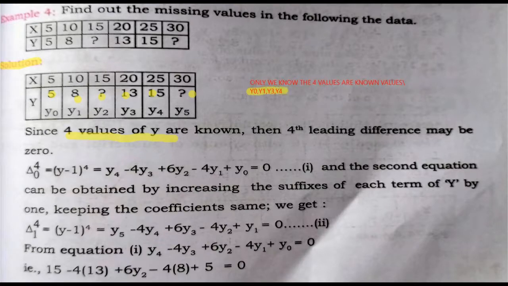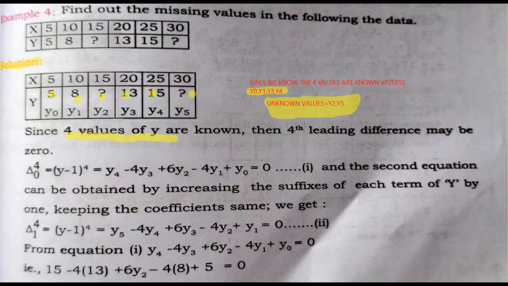These 4 are the known values, and what are the unknown values? Unknown values are 2. One is y2 and the other is y5. These two values we have to find out, right? This is the problem that they have given.